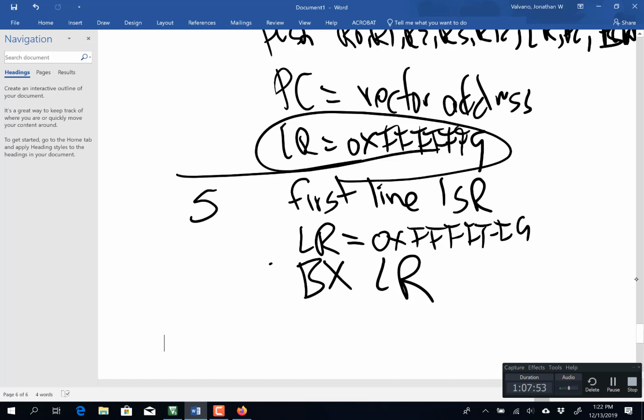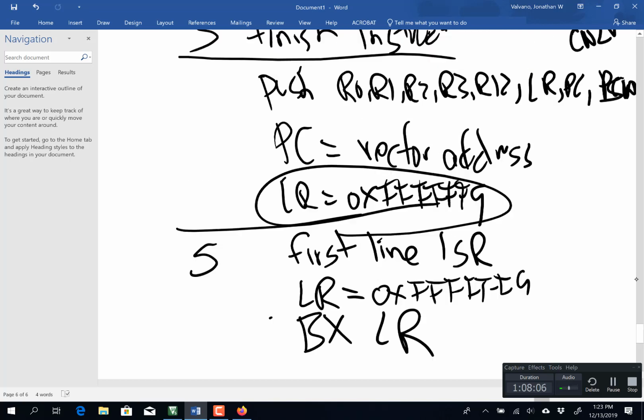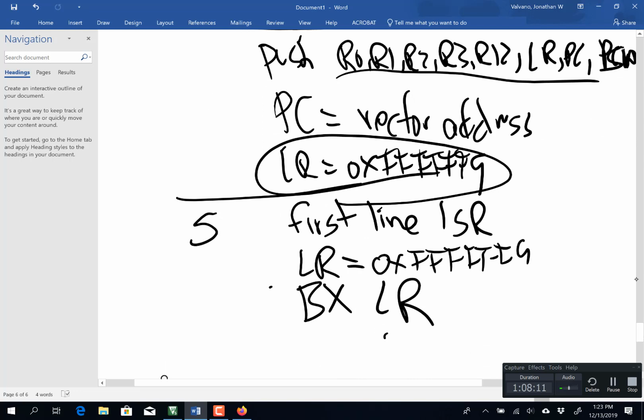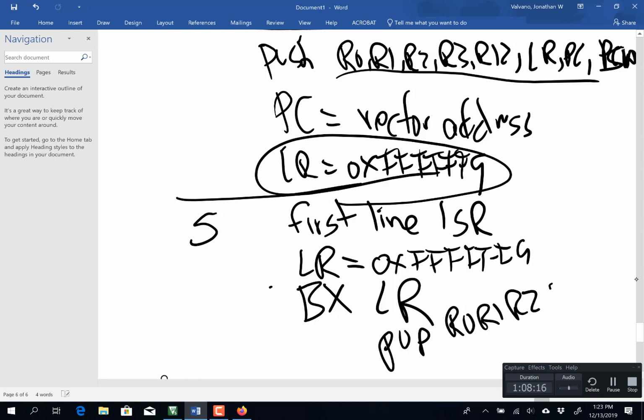What do you want it to do, man? Yeah, but how am I going to go back? What's on the stack that tells me where I was? All this stuff up here. This instruction here will pop R0, R1, R2, R3, R12, link register, program counter, and the program status word. Then it goes. That's how it gets back.